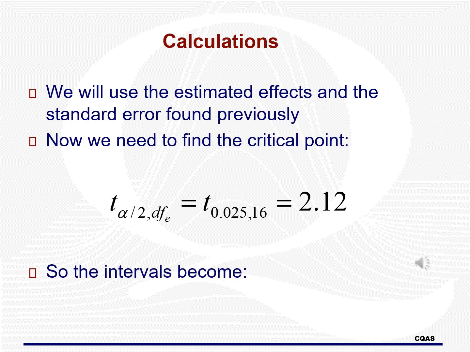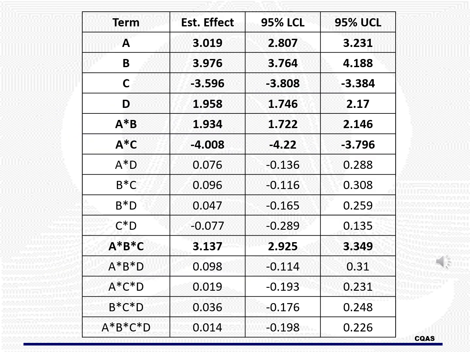From your basic stats class, we know that to find a critical point from a distribution, we find the quantile that leaves the probability alpha divided by 2 to the right of it. You should recall that this will work for the Z and T distributions, but not the F and chi-square distributions. Then we get the degrees of freedom for error from the ANOVA table. This is a table of the estimated effect and the upper and lower confidence limits. The effects in bold seem to be active. Why do you think that is?